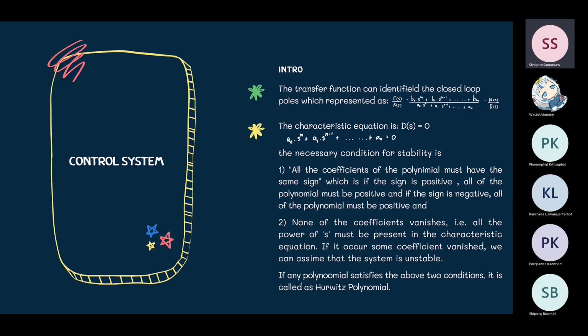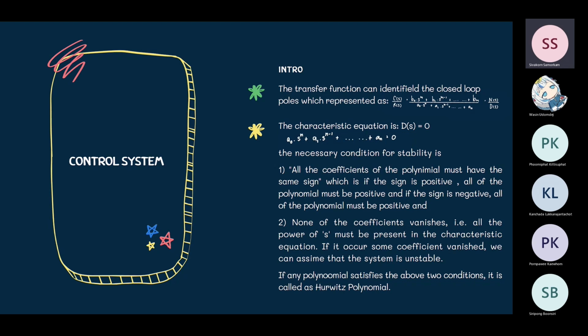The necessary condition for stability is, first, the coefficients of the polynomial must have the same sign. If the sign is positive, the coefficients of the polynomial must be positive, and if the sign is negative, the coefficients of the polynomial must be negative. The second one, none of the coefficients vanishes.